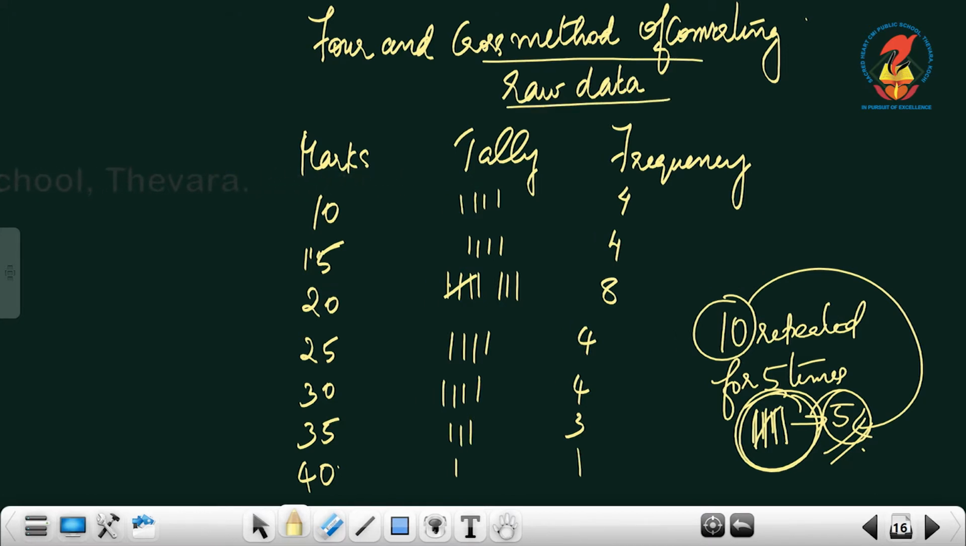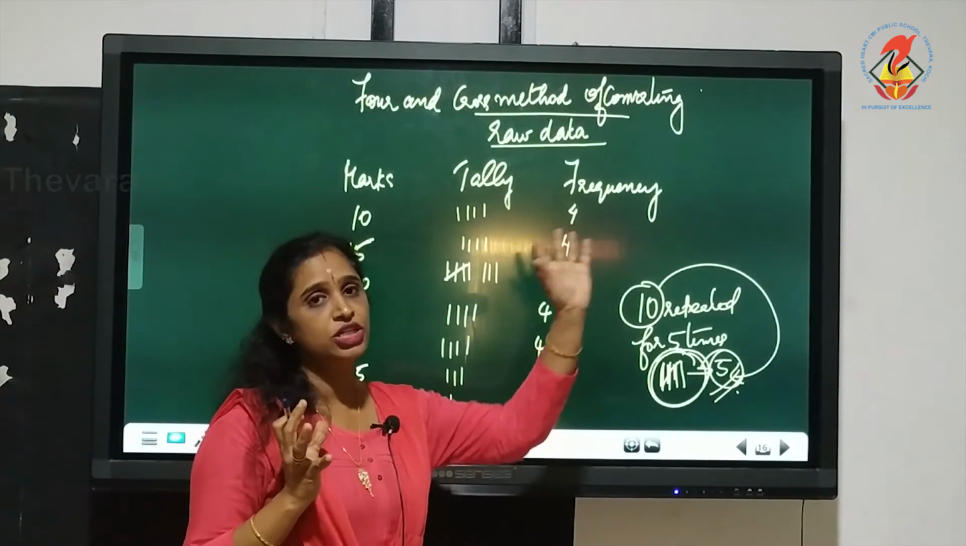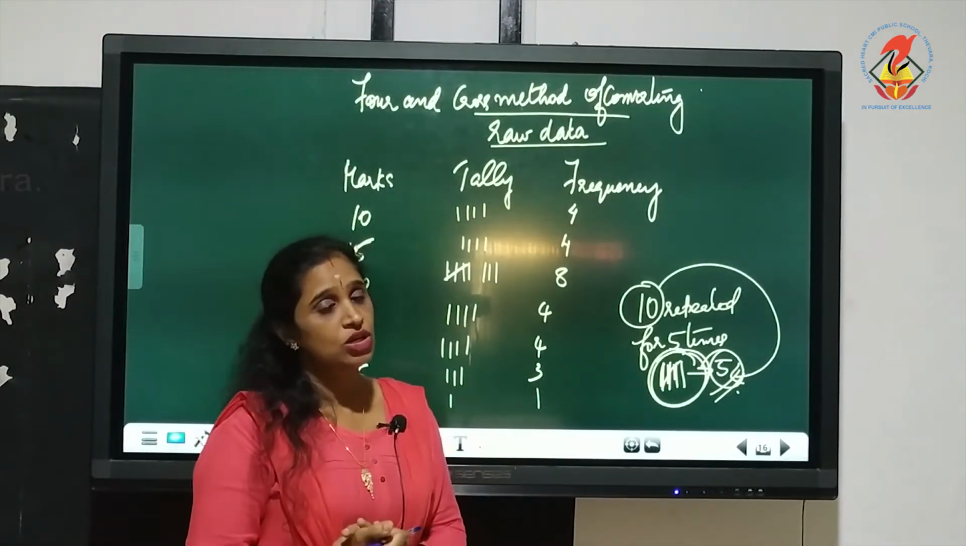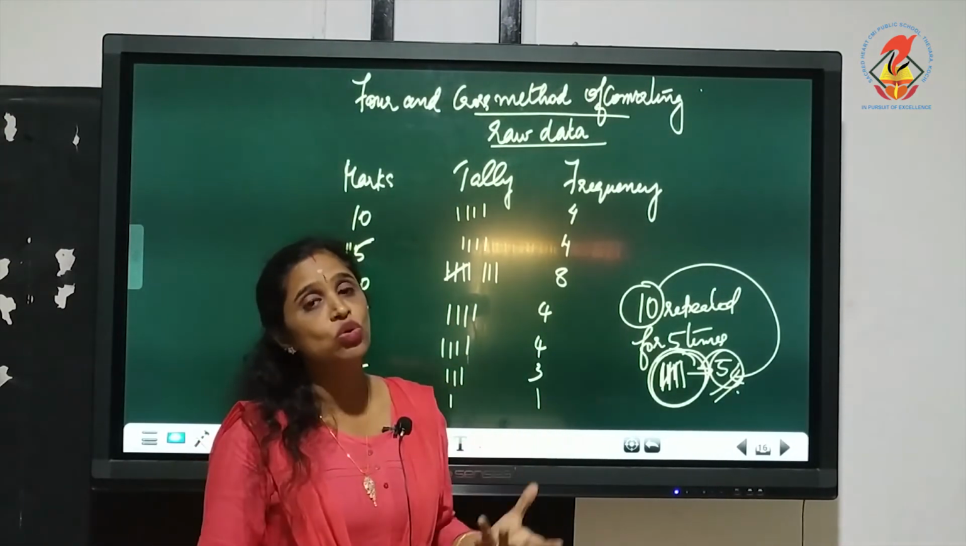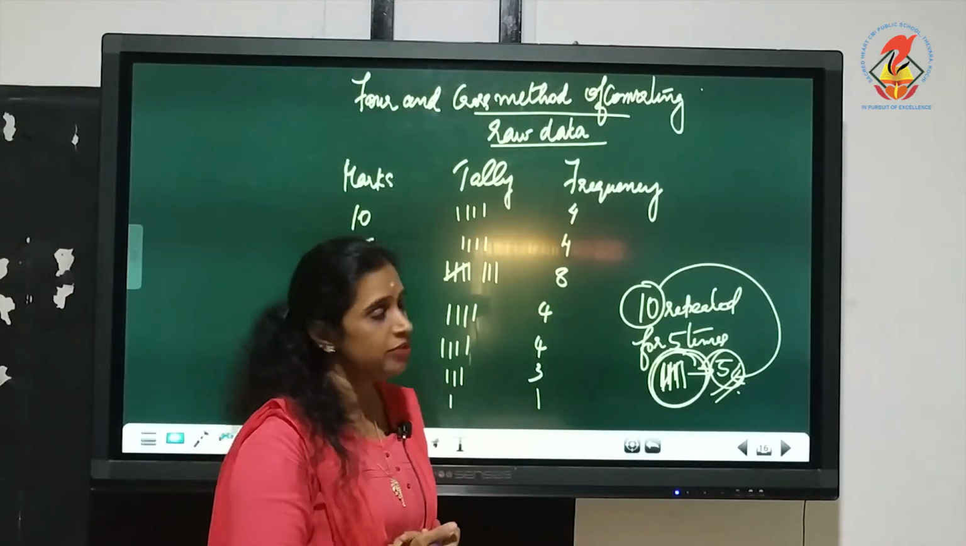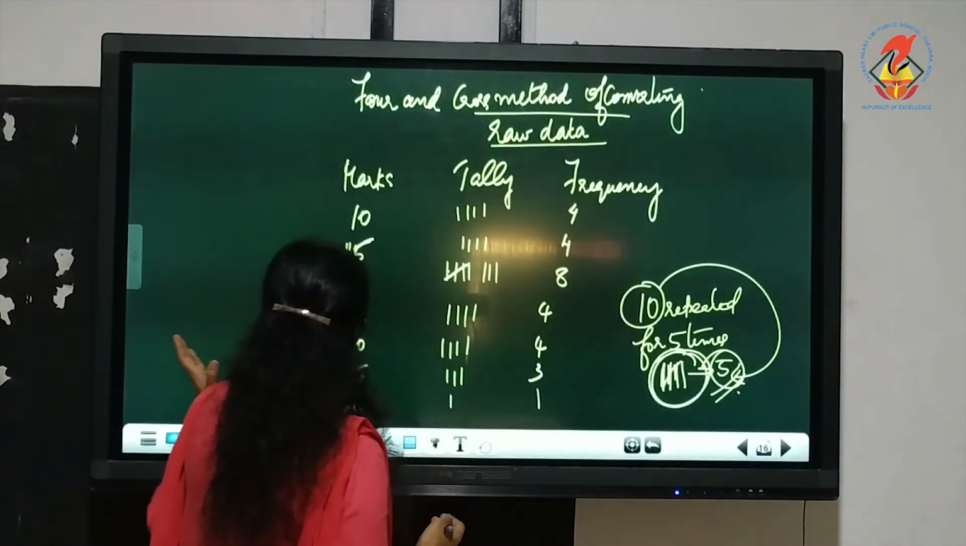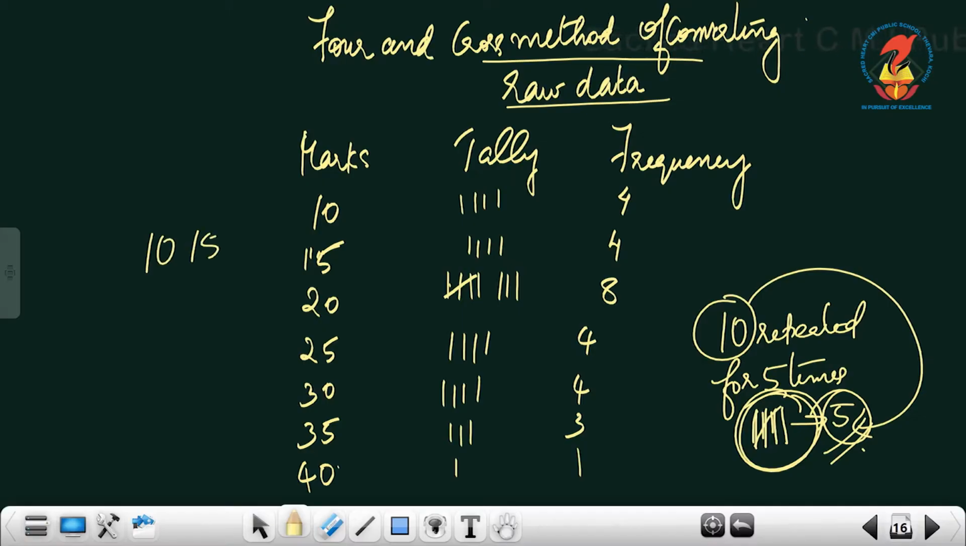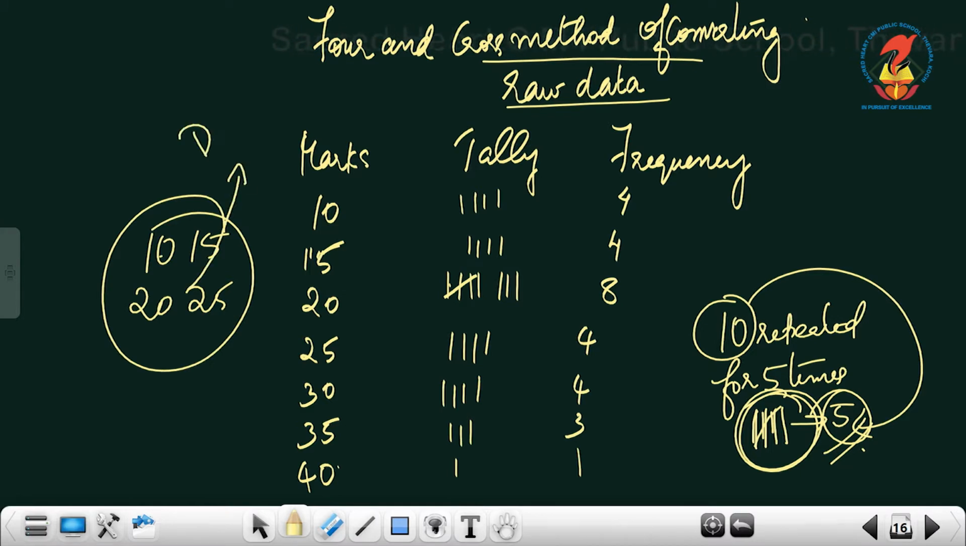Now here is an example I have given you, the 4 and cross method of converting raw data. A raw data is being converted into the form of a tally bar. Raw data means it is given in a crude form, like 10, 15, 20, 25. Now we have converted that raw data into which series? Into a frequency series.